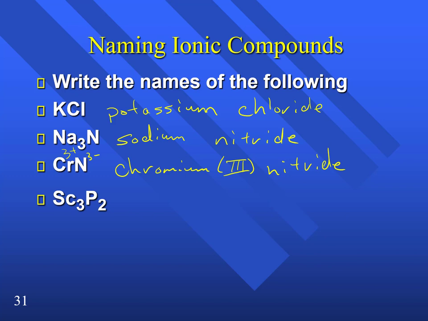Sc3P2. Well, Sc is a metal. It's right there, 21. It's a transition metal, so it's going to need Roman numerals. So that's scandium, something. And the P from phosphorus, I'm going to change that to phosphide.